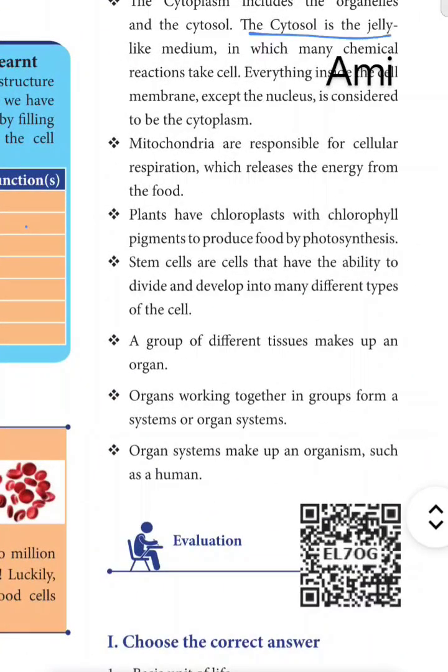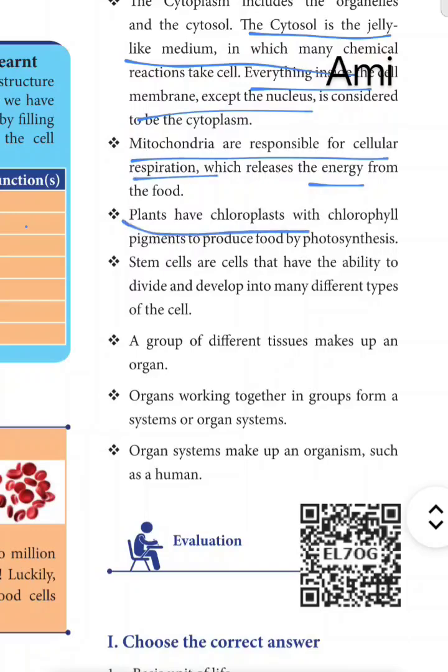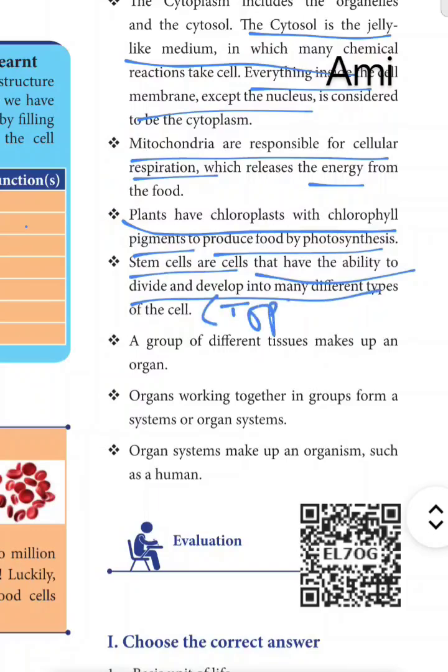Then the cytoplasm is a jelly-like substance. It includes every other organelle in it. Mitochondria is the powerhouse that is responsible for respiration and energy release. Plants have chloroplast with chlorophyll pigment for photosynthesis. Then stem cells have the ability to develop and divide into many cells. This is known as totipotency.